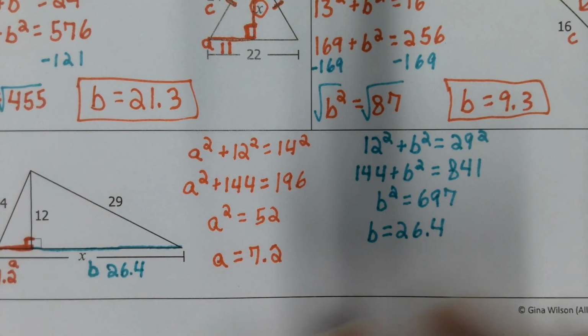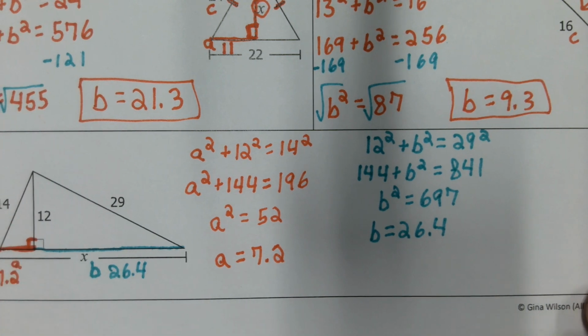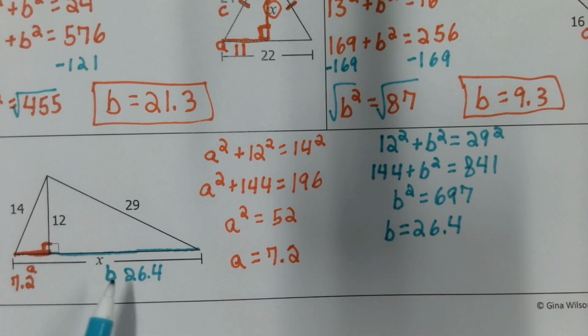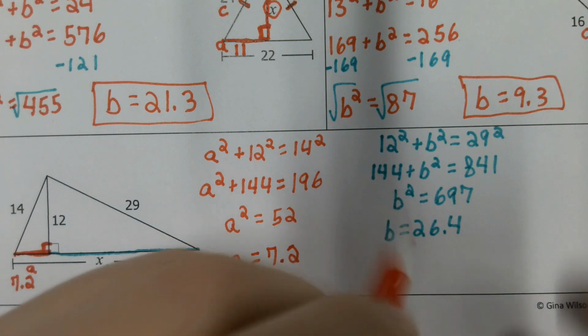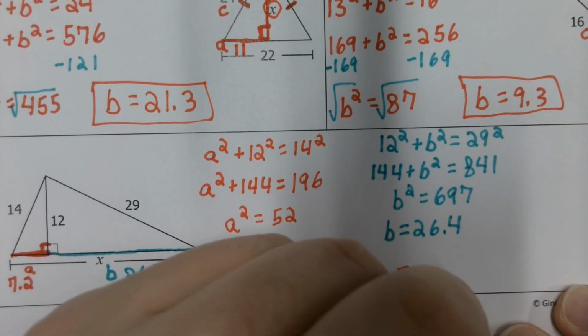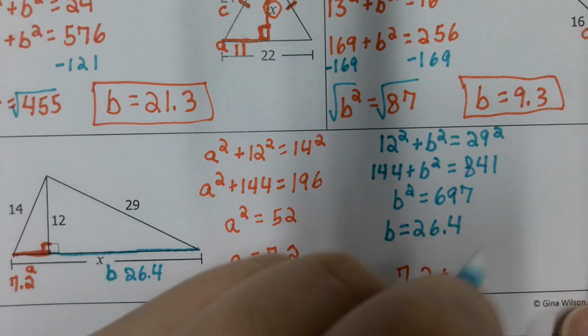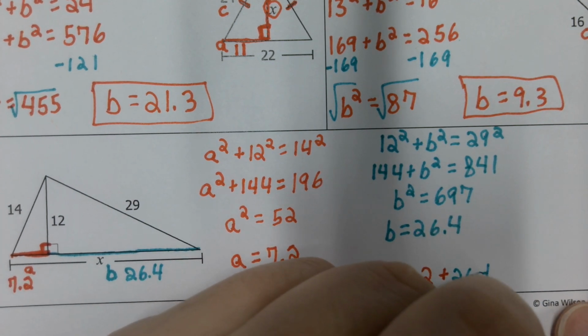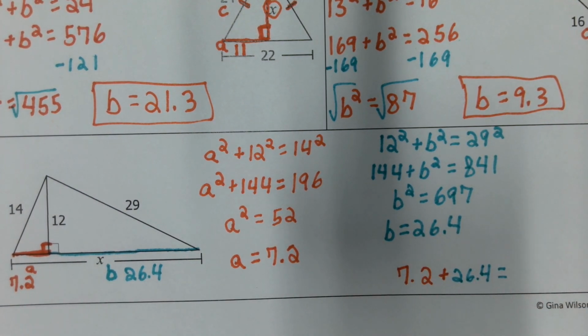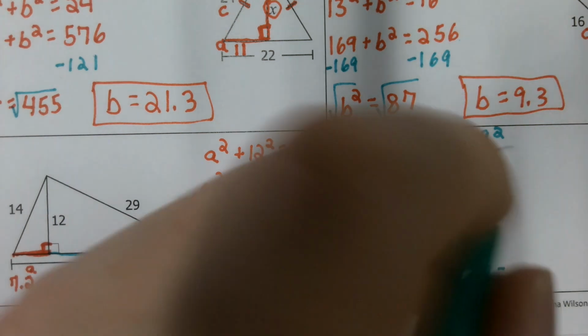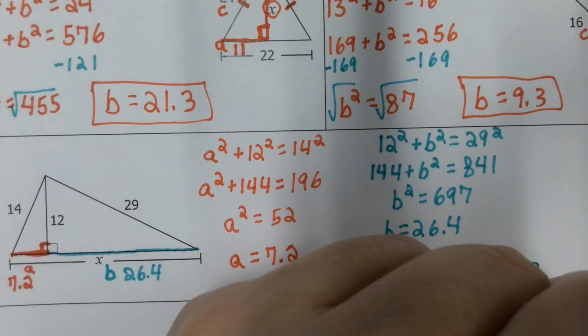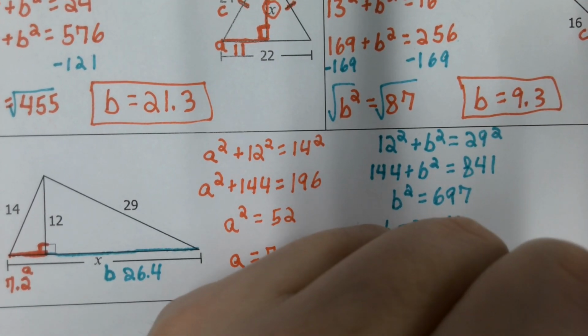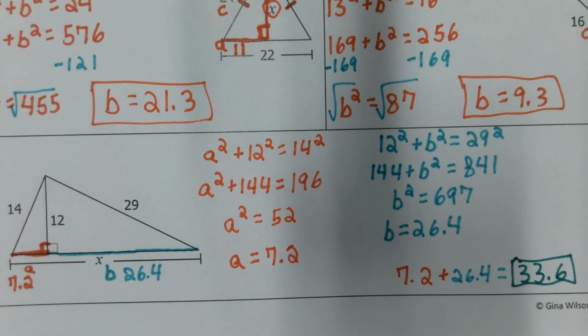So if I want to know the whole distance of X, I'm going to need to add what I got for A and what I got for B together. So my answer is going to be 7.2 plus 26.4, which is going to give me a final answer of 33.6.